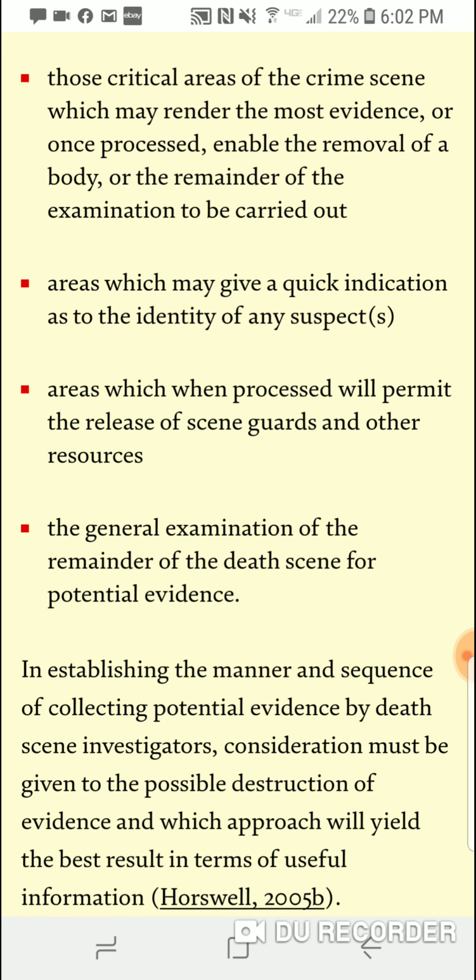Those critical areas of the crime scene which may render the most evidence, or once processed, enable the removal of a body or the remainder of the examination to be carried out. Areas which may give a quick indication as to the identity of any suspects. Areas which, when processed, will permit the release of scene guards and other resources. And the general examination of the remainder of the death scene for potential evidence.